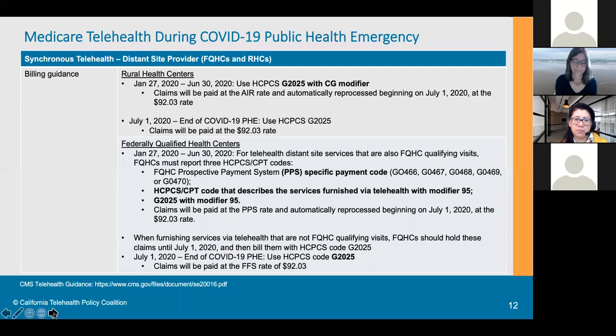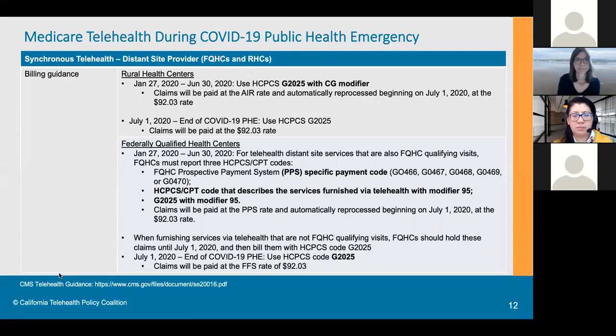So I do want to spend a little bit of time on this particular slide that has the billing guidance for Medicare distance site telehealth services. At the end of April, CMS released revised telehealth guidance for FQHCs and RHCs, which are outlined on the slide here. And I do want to note that the billing instructions are a little bit different for FQHCs and RHCs at this time. So let's go ahead and walk through what that billing looks like for RHCs first.